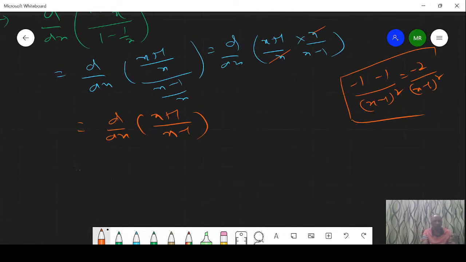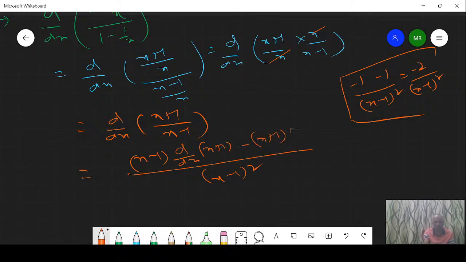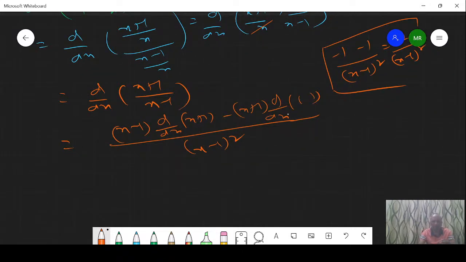If we use quotient rule here, it will come now (x minus 1) whole square in the denominator. You write (x minus 1) into d by dx of (x plus 1), minus (x plus 1) into d by dx of (x minus 1). I am using quotient rule here. Right, d by dx of x minus 1. The denominator same thing, (x minus 1) whole square.